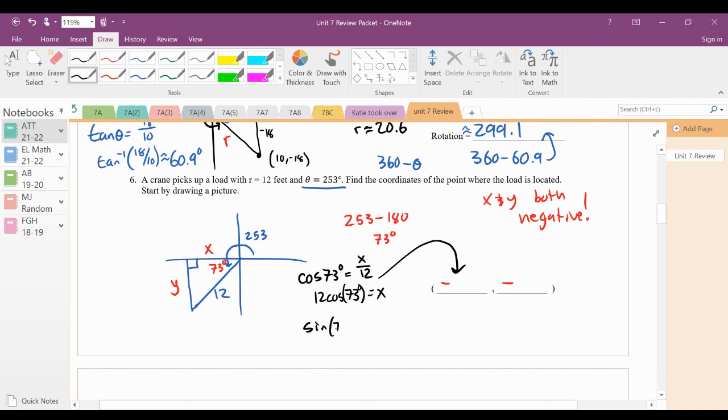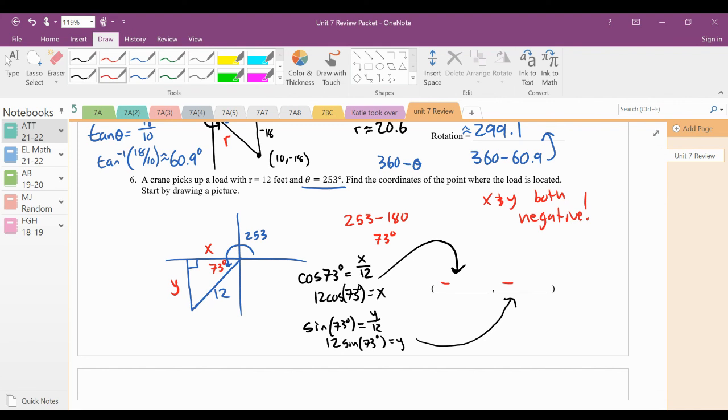And the sine of 73 degrees is equal to y over 12. Multiply both sides by 12. 12 sine 73 equals y. Put that in my calculator and put that in as my y coordinate.